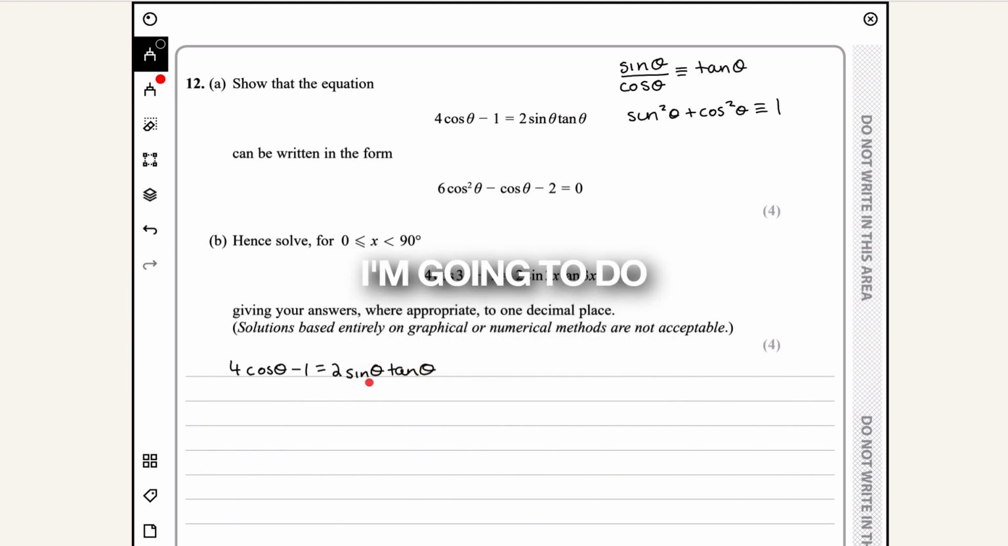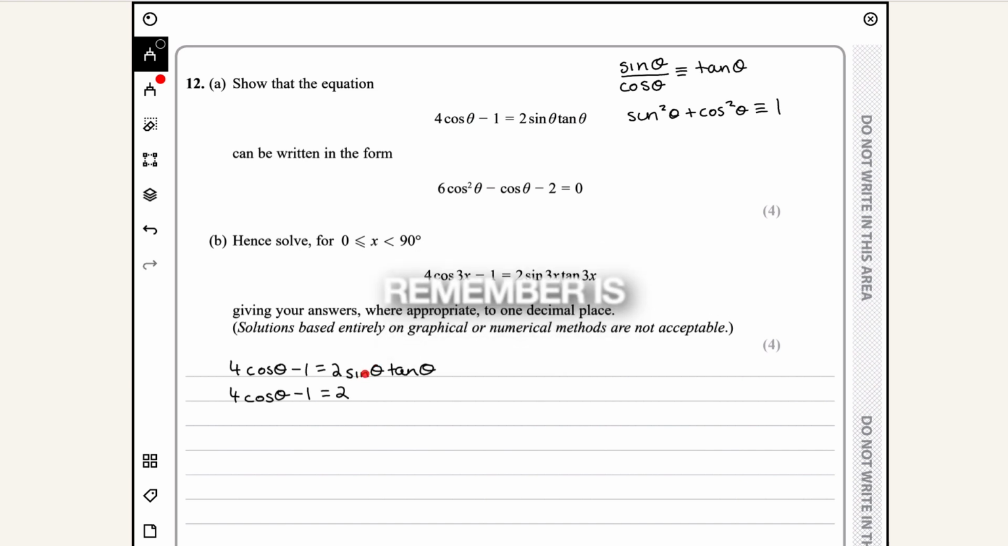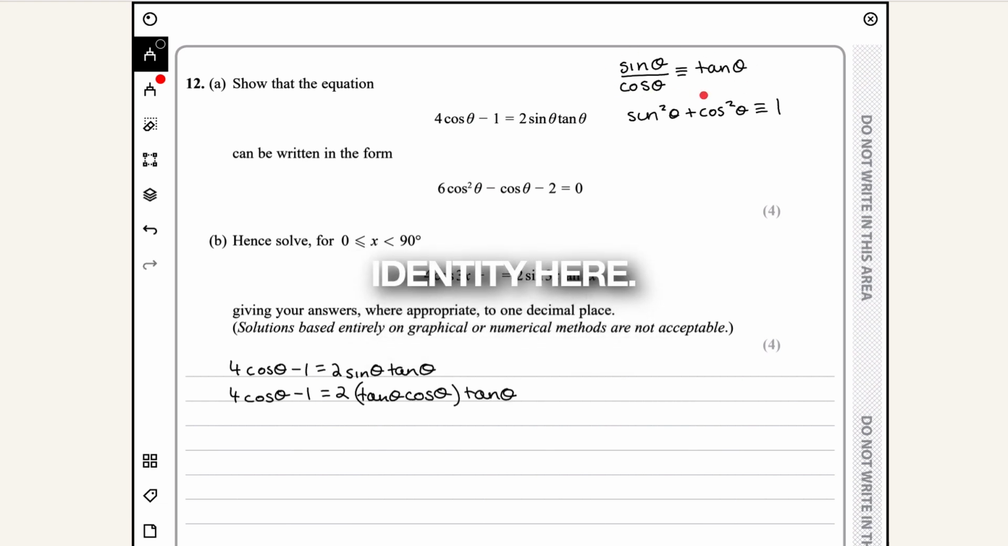So the first thing I'm going to do is, I know that if sin theta over cos theta is tan theta, then I know that sin theta is tan theta times cos theta. So I can write this straight away as 4 cos theta minus 1 is 2. And I said sin theta, remember, is tan theta multiplied by cos theta. That's from this identity here. I can multiply that out, so I end up with 4 cos theta minus 1 on the left hand side, and I get 2 tan squared theta now cos theta.